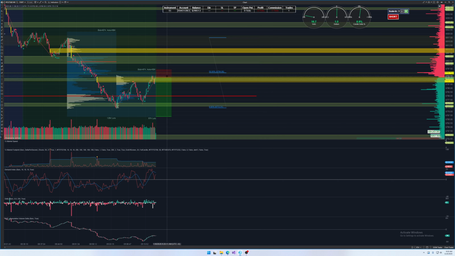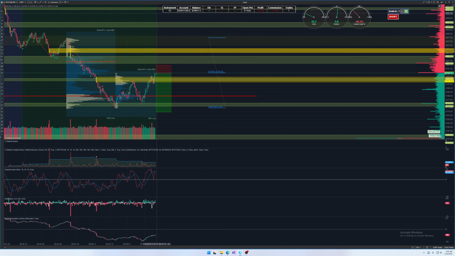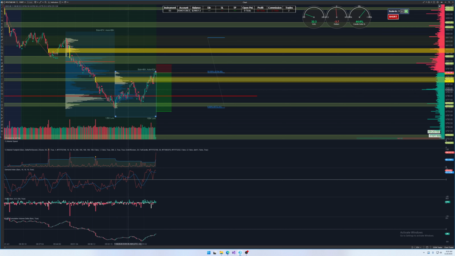But I think the short here is still in, if we go to the 50% retracement here. Price action wise, we would probably be long, because here it's a lower low, but it's a higher low. That's a higher high.